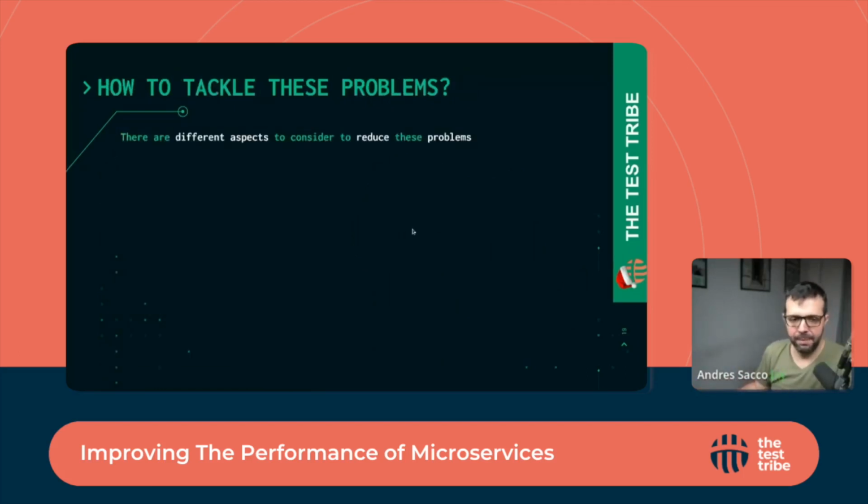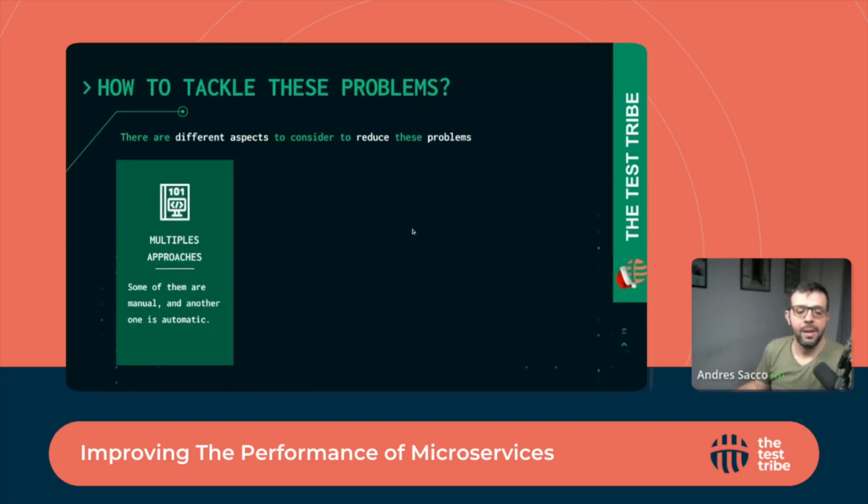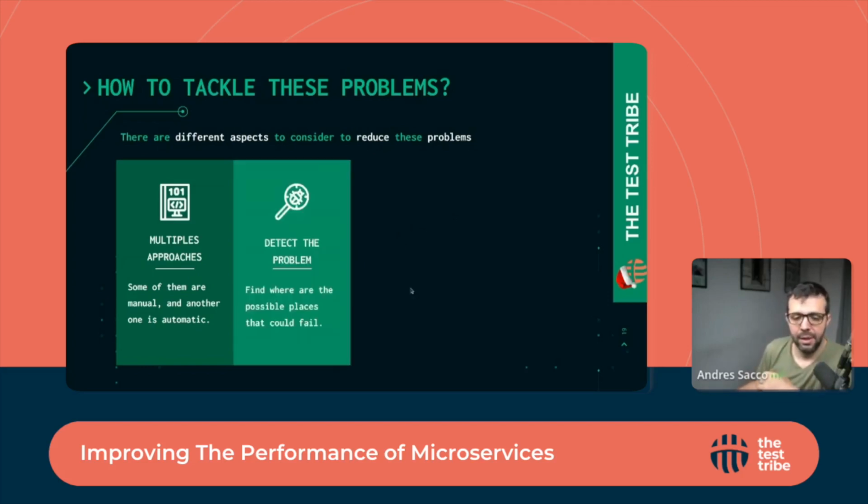How to tackle this problem? First, there are different approaches, some manual, others automatic. There is not a single solution. It's more connected with chaos engineering, so you need to detect which things you can solve and which you can't. You need to find the problem. Where is the problem? In which part of my platform?